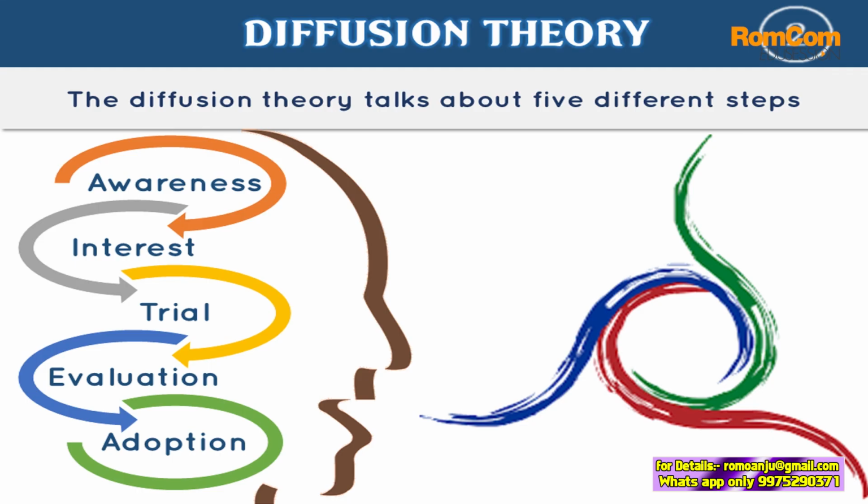Second is the interest. Once the companies are successful in creating interest in people, they would like to have more information about the product and services. At this point, the company should provide more information of the utility of its product and services. The third one is the trial. Giving people or customers a product on trial is a good strategy that the companies do when launching a new expensive product. Fourth one is the evaluation.